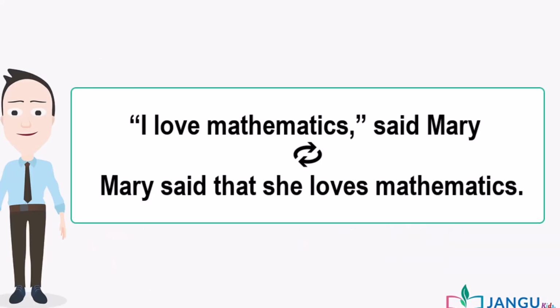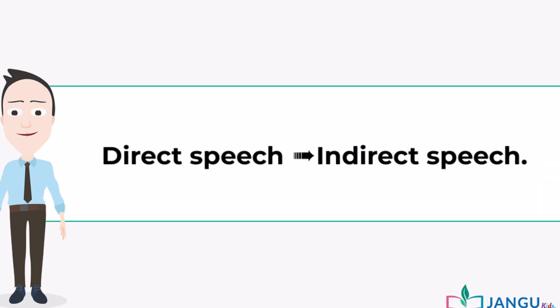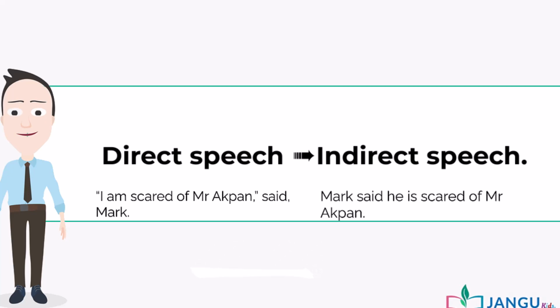Now, having learned what direct and indirect speeches are, let's look at how to change direct speech to indirect speech, as the need for this might arise in writing reports. Let's practice changing direct to indirect speeches with the following sentences. 1. For this direct speech, quote, "I'm scared of Mr. Ackman," said Mark. The indirect speech version will be: Mark said he is scared of Mr. Ackman.